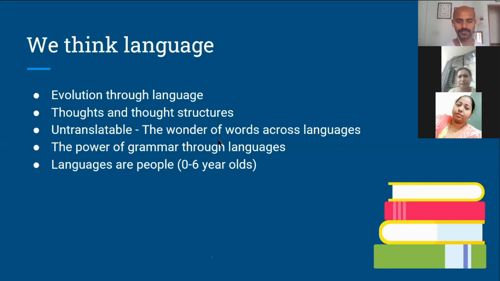So, different languages have words which are definitely not translatable into any other language. A very typical example is the word dharma. Have you heard of the word dharma? We say that it is religion, but is it really religion? Can you think of different ways dharma is used in Sanskrit or Hindi and try to translate it into English?